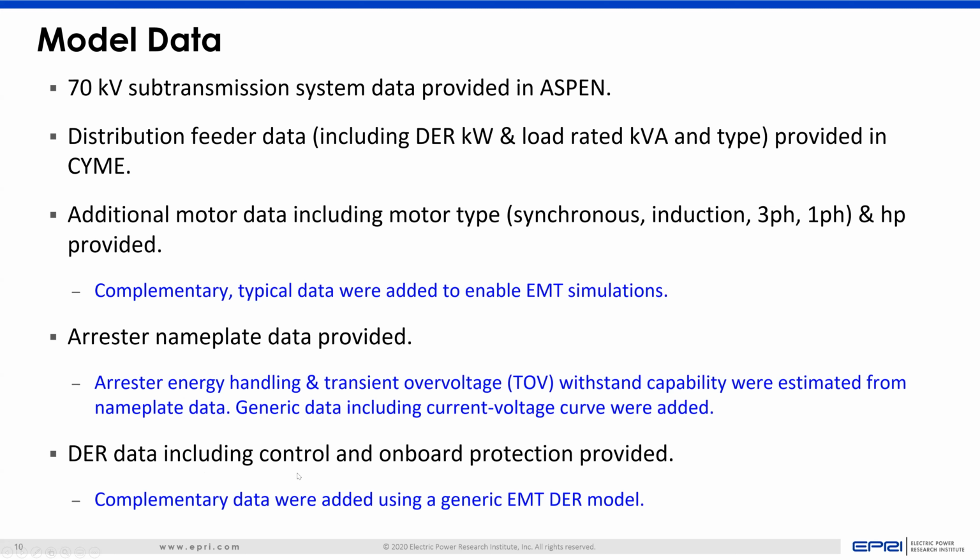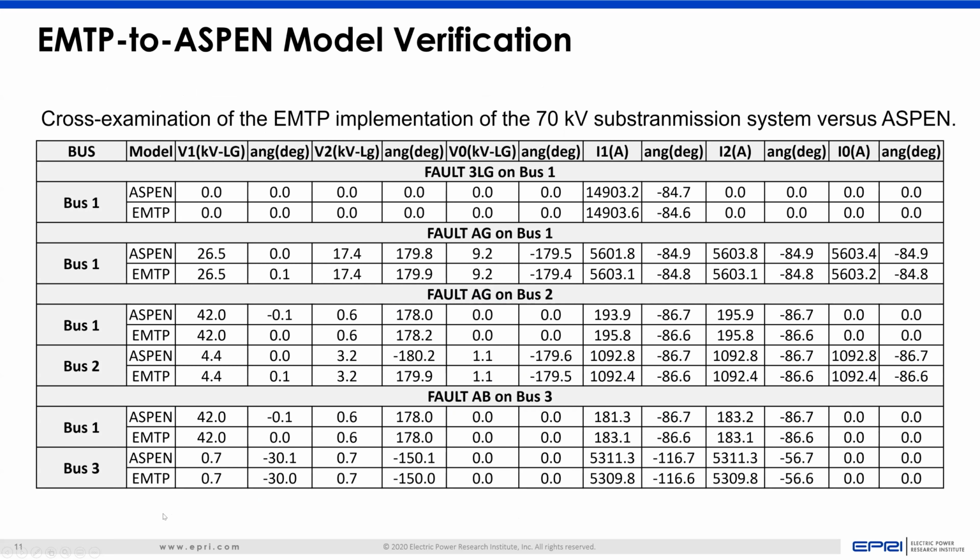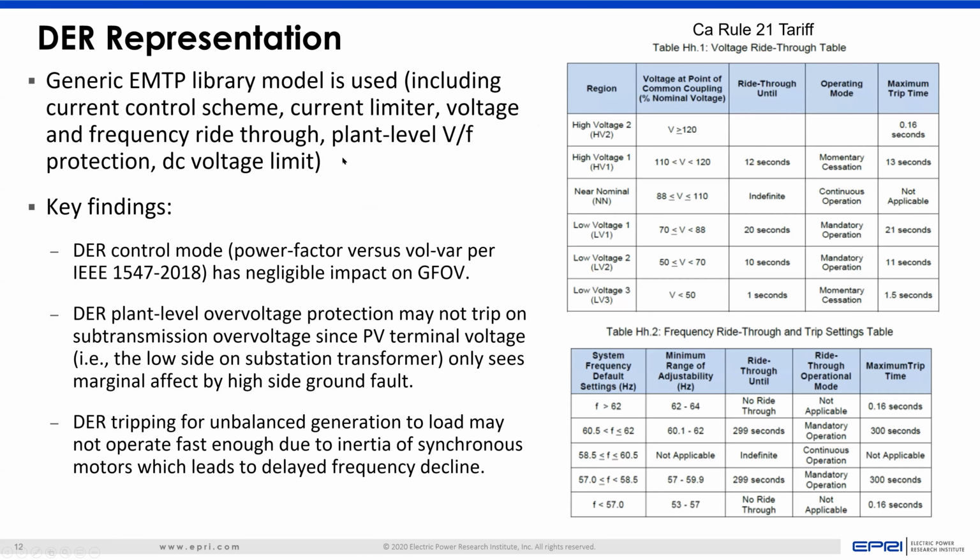The DER data, including control and onboard protection, was also provided. And we also used the generic EMT-DER model and added complementary data to that. So here is a cross-examination of EMTP against ASPEN. Basically, the EMTP model was able to match the ASPEN model that was provided by the utility. You can see the match is almost perfect. And for the DER representation, this is the onboard protection that was provided. This essentially follows the California Rule 21 tariff.